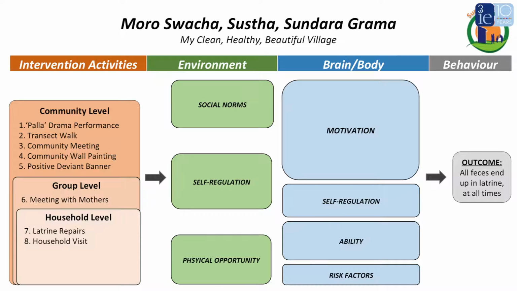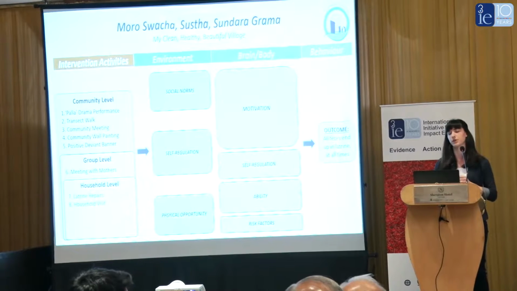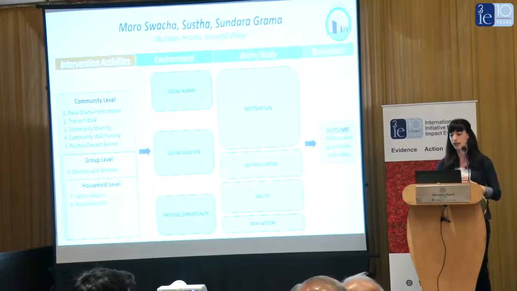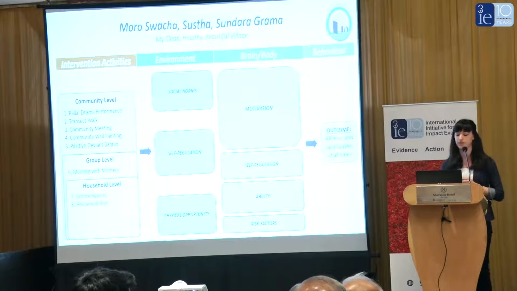And so you can see that our intervention activities had 3 levels. We had activities at the community level, the group level, and the household level. And I'm just going to go through an example from each level and show how it plays out in this theory of change.